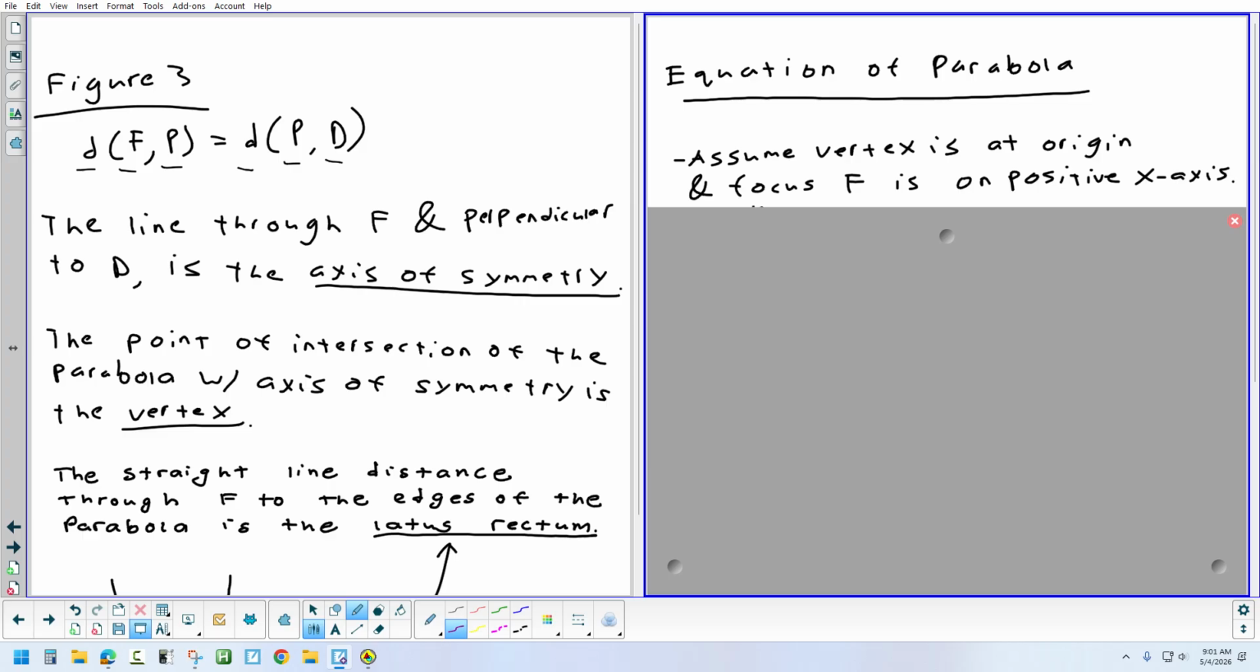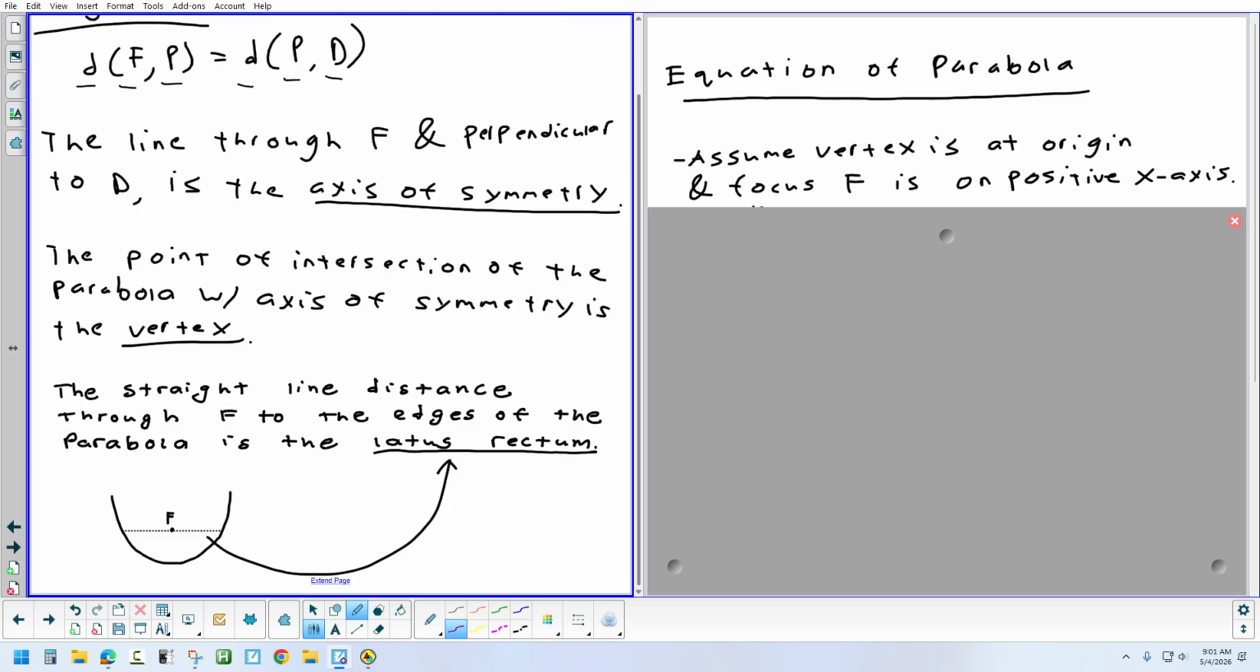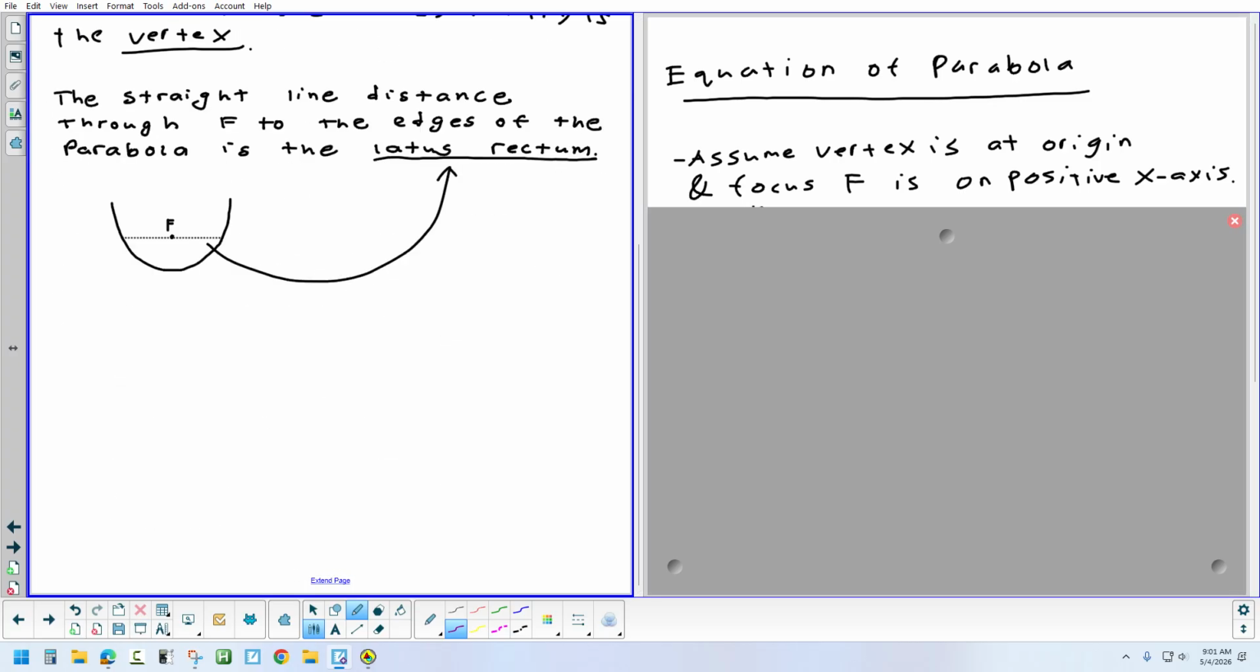We're going to have the focus be on the positive x-axis. Now, that should be enough information to tell you which way it's going to open. So think about a parabola where the vertex is at the origin and the focus is on the positive x-axis. Which way does that parabola have to open? Yeah? To the right. It has to open to the right. Okay, the vertex always wraps around the focus. So if it's going to wrap around it, it's got to do something like this.